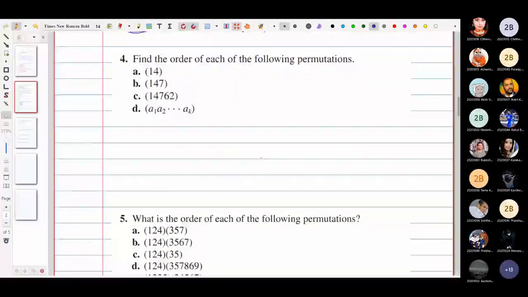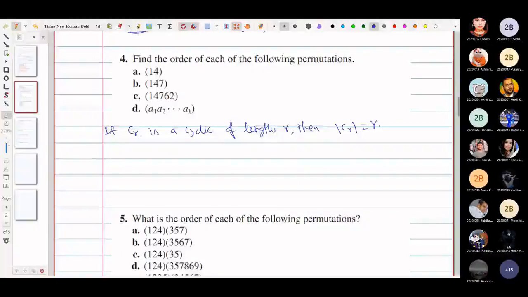Okay. So let us see the next question. Question number 4 says to find the order of each of the following permutations. Okay. So we are going to use a result: if C_r is a cycle of length r, then the order of C_r is r. Fine.